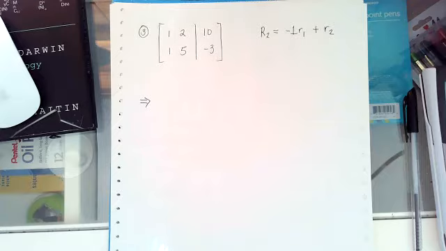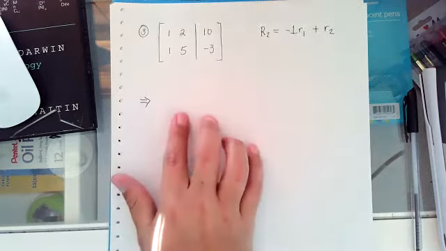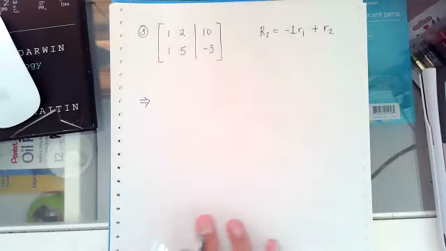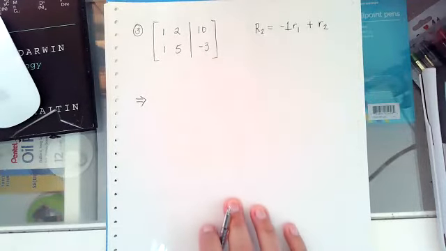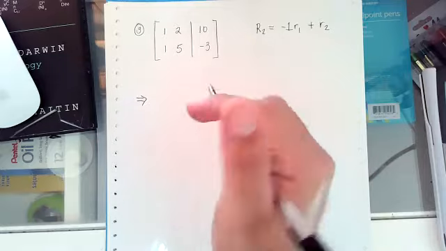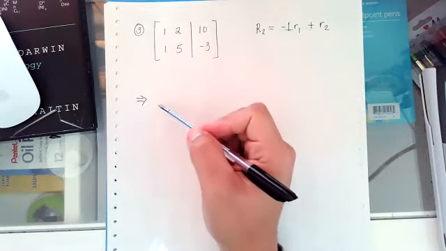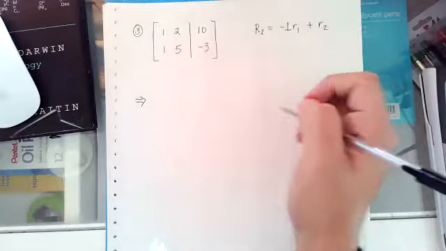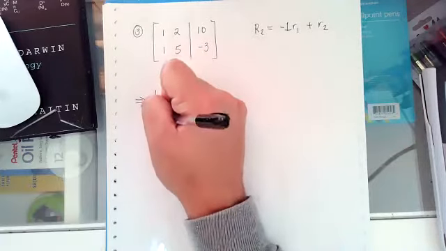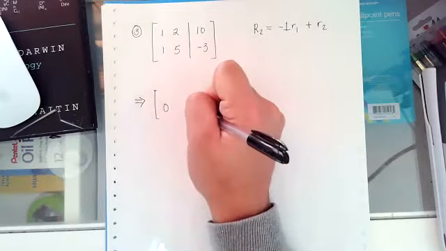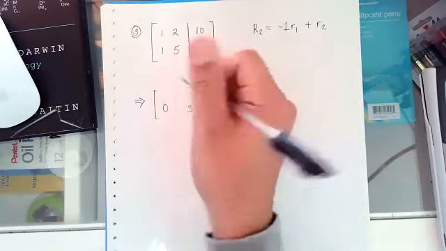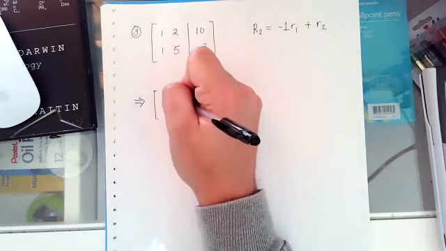I see some people lifting their heads. Does anybody have a possible answer for this operation? Got 0, 3, and -13 for being the new row 2. Cool. So you said 0, 3, and negative 13? Yes. And then row 1 you left alone? Yeah, 1, 2, and 10.